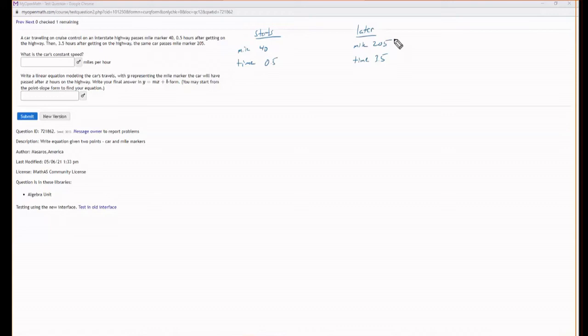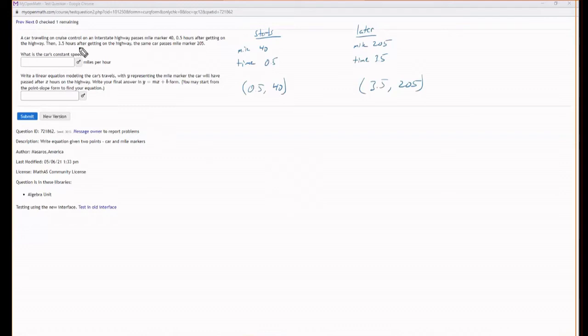If I read later in the problem, it picks for me. It says, okay, we want X to be hours on the highway, so that's going to give us our time, and Y to represent the mile markers. Okay. So here we have an X value of 0.5 and a Y value of 40. So I can write this as 0.5 comma 40. And this one as 3.5 comma 205.